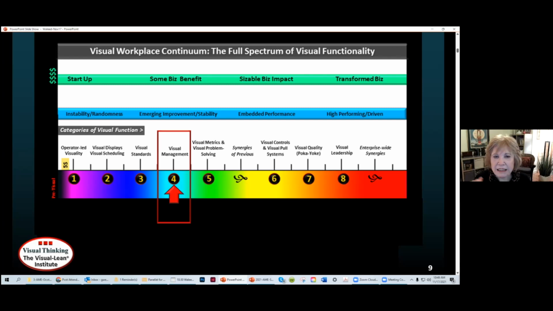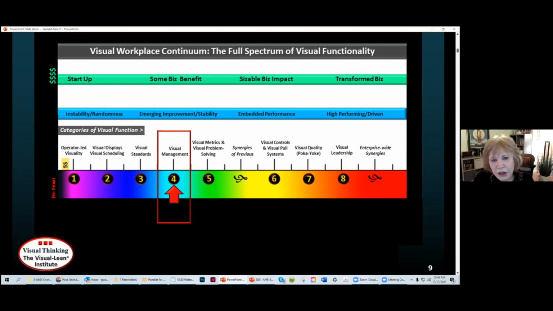And by the way, this is not a lockstep progression. This is a hypothetical or theoretical progression. This is not even idealized. You begin where you need to begin. You can begin with visual management as long as you know there are 7 other functions that you need to move to if you want to utilize the power of visuality. If you stay with visual management, well, that's what this presentation is about. I will tell you what you get.